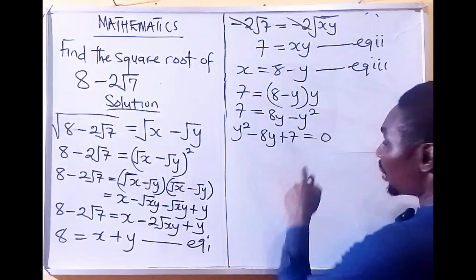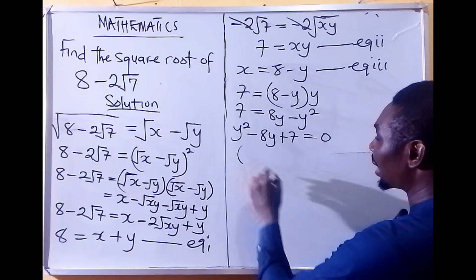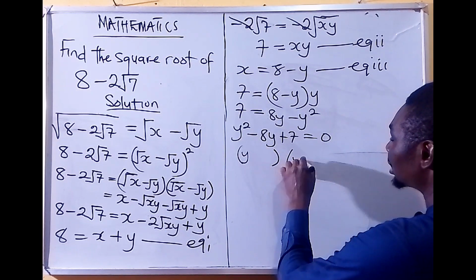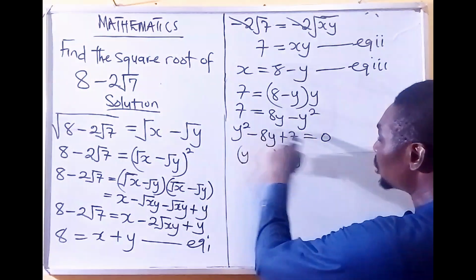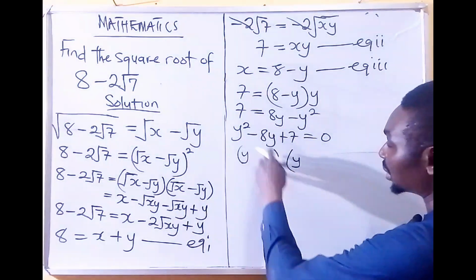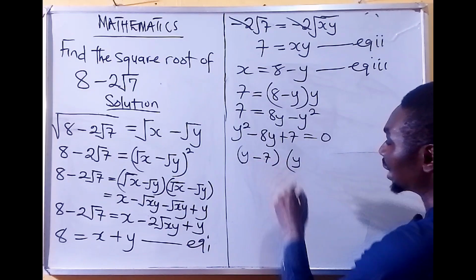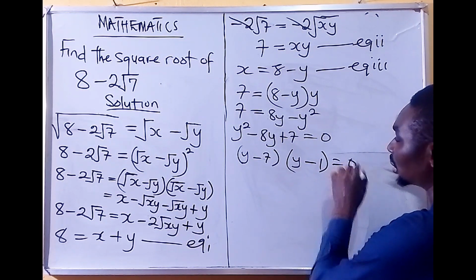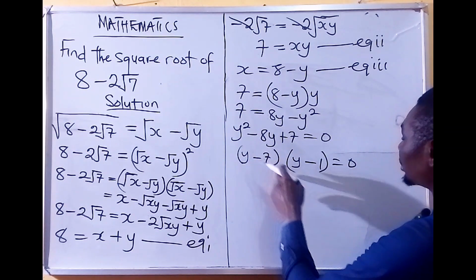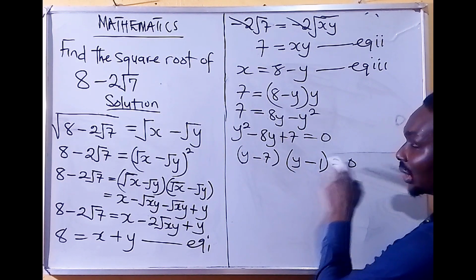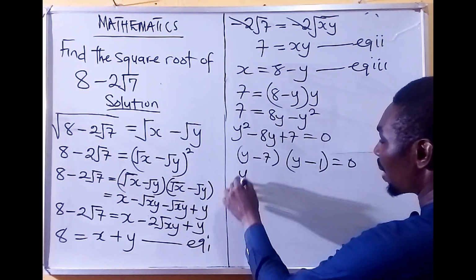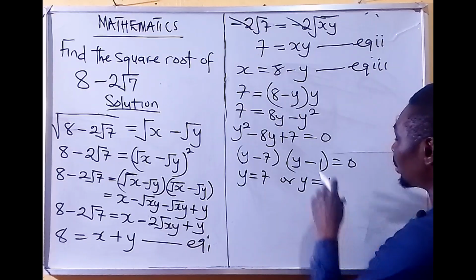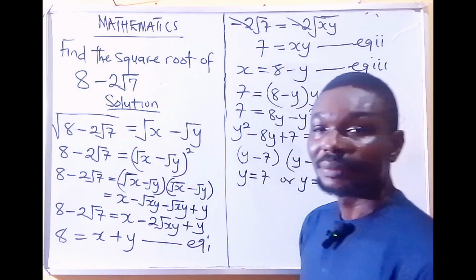Therefore, you open a bracket and put your y, close it, open another bracket, put your y. Then the two factors should be written inside each of the brackets. So minus 7 as the first factor and the second factor minus 1, equals to 0. So y minus 7 is equal to 0, or y minus 1 is equal to 0. Therefore, y is equal to 7, or y is equal to 1.